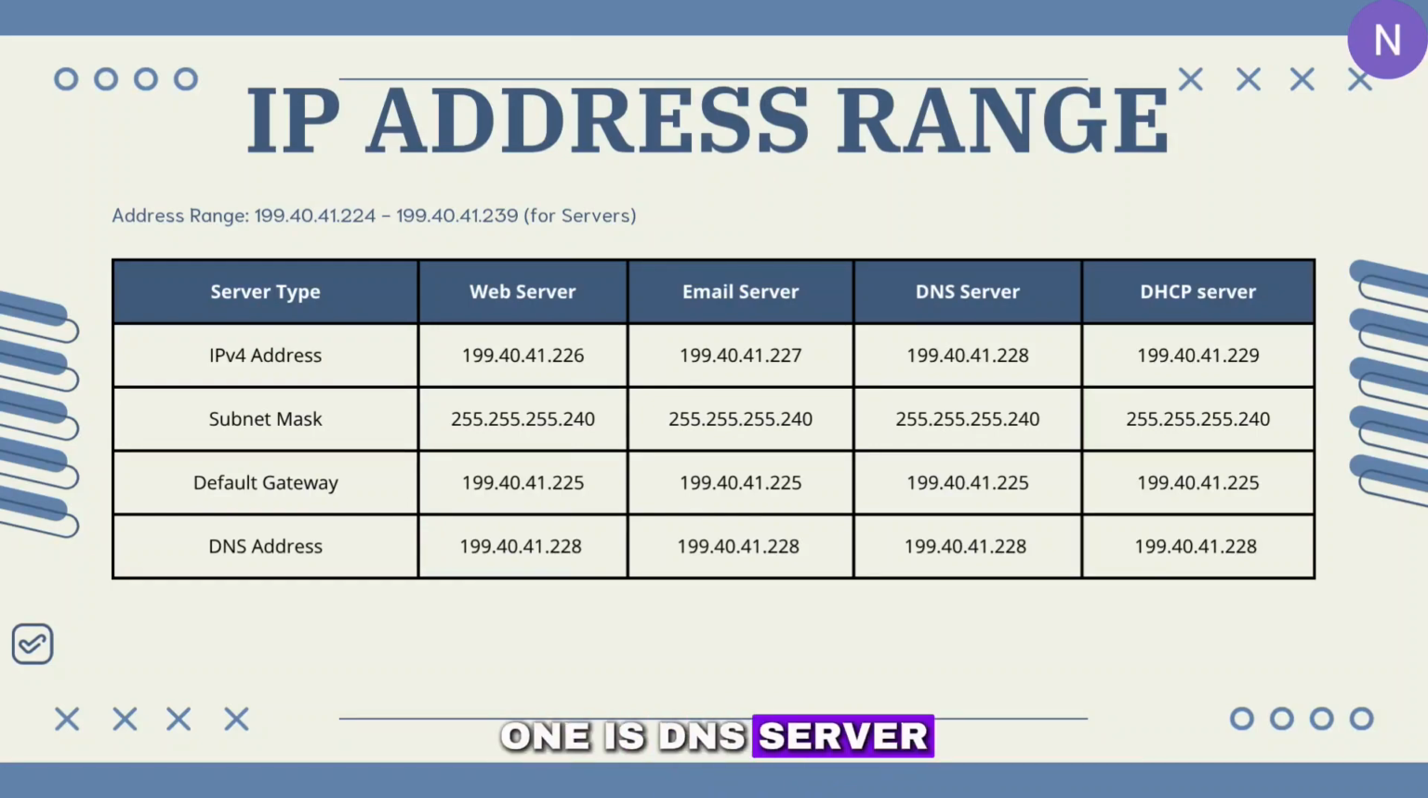The third one is the DNS server. The IPv4 address is 199.40.41.228. Subnet mask is 255.255.255.240. Default gateway is 199.40.41.225. The DNS address is 199.40.41.228, and the last one is the DHCP server. The IPv4 address is 199.40.41.229. The subnet mask is 255.255.255.240. The default gateway is 199.40.41.225, and the DNS address is 199.40.41.228.